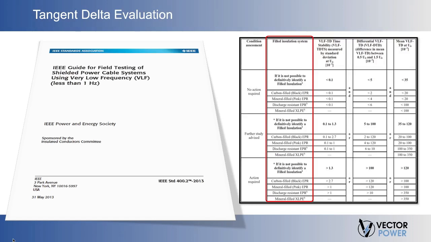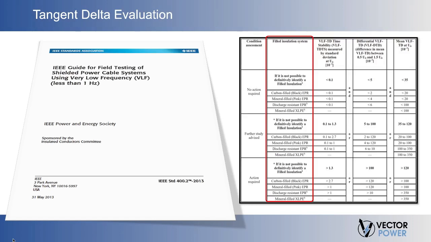But even within ethylene propylene rubber, there are different dielectric losses depending upon the different styles or types of ethylene propylene rubber. For instance, we have what's called carbon-filled or EPR black, mineral-filled, often referred to as EPR pink, discharge-resistant EPR, and also mineral-filled cross-linked polyethylene.